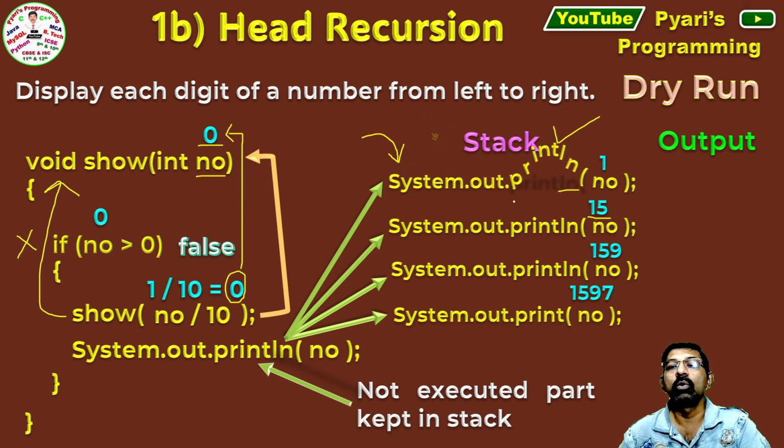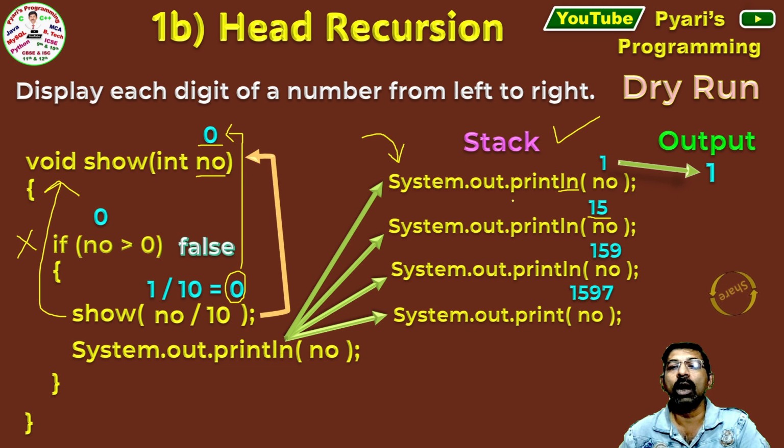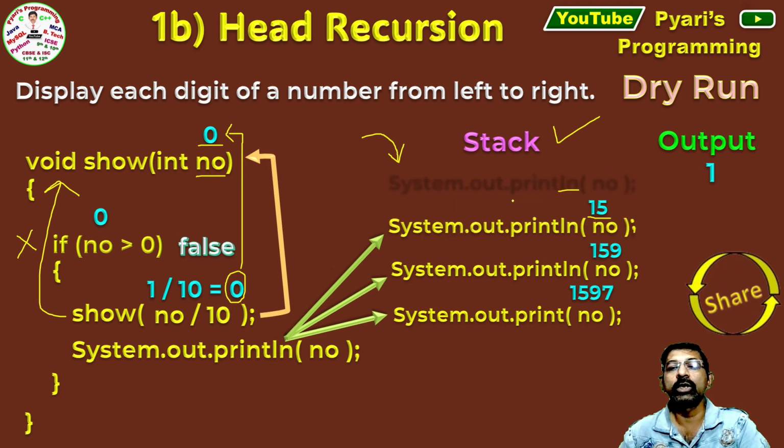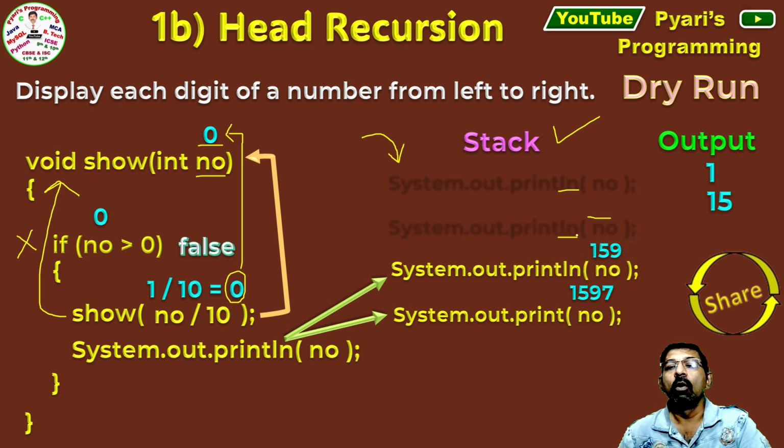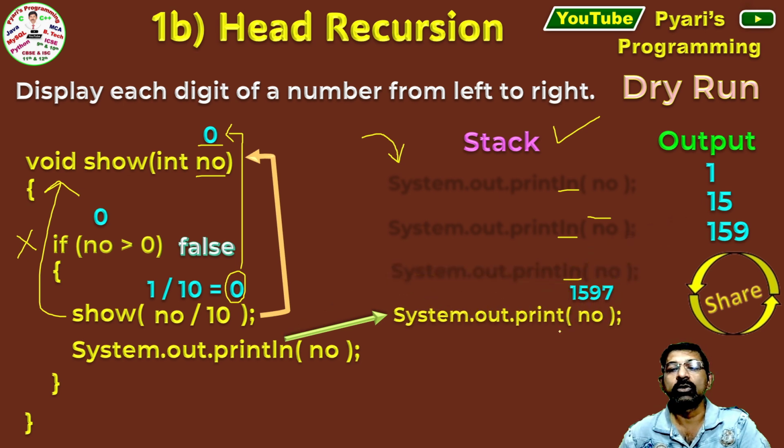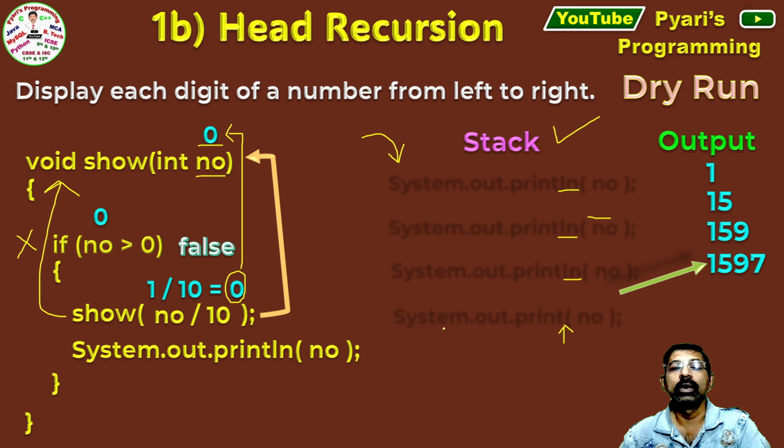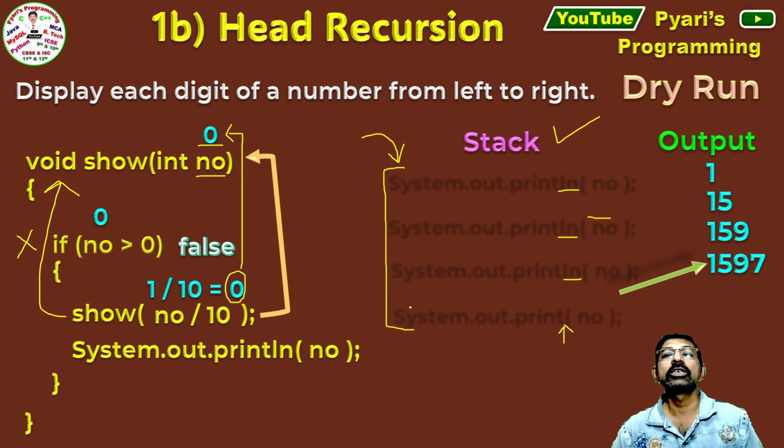system.out.println 1. So when it will execute, it will display 1 in the output. Next it will execute system.out.println 15. So 15 will be after 1 because of println. Next statement will execute print 159, because no value is 159. It is next line because of println. Again it will display, this is println, not print, 1597. So it will display 1597 and the stack is empty now. So now the program will stop.